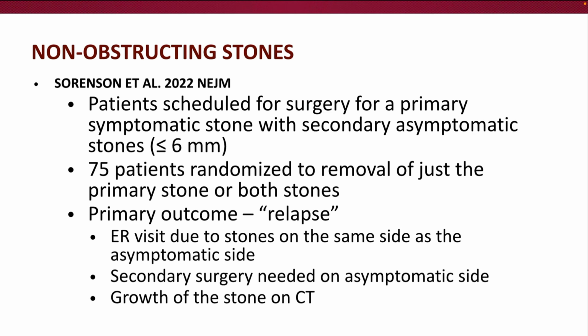They took all their patients who were scheduled for surgery for a primary symptomatic stone, and then they had a secondary asymptomatic stone. So they came in with a ureteral stone that was obstructing them, and then they had a small asymptomatic stone on the other side, or even the same side too, and they accounted for all that statistically. So they ended up with 75 patients that they randomized. They said half of you, we're just going to take out the symptomatic stone, and the other half, we're going to take out all your stones.